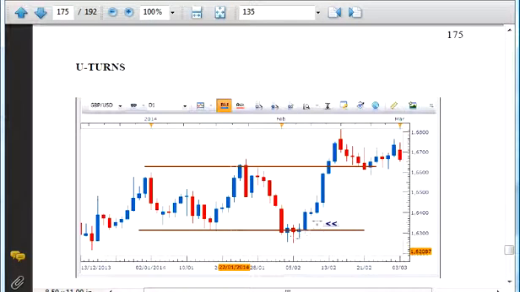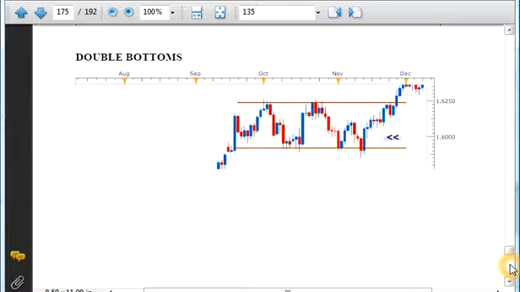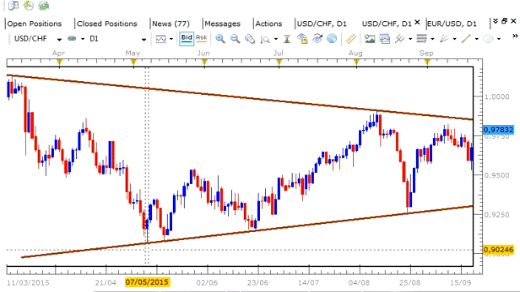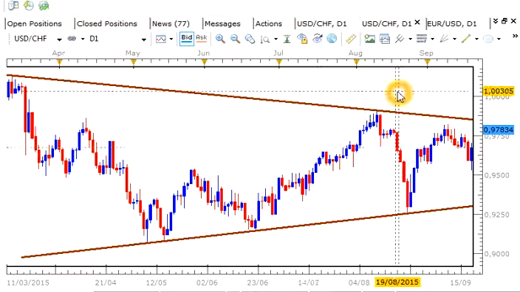Here's another example of a U-turn, a strong morning star candlestick formation that takes place at the boundary and is a strong and nice U-turn. And here you see an example of double bottoms as well. So those are the most common signals that have a high probability of actually leading to a movement to the other side of the boundary.